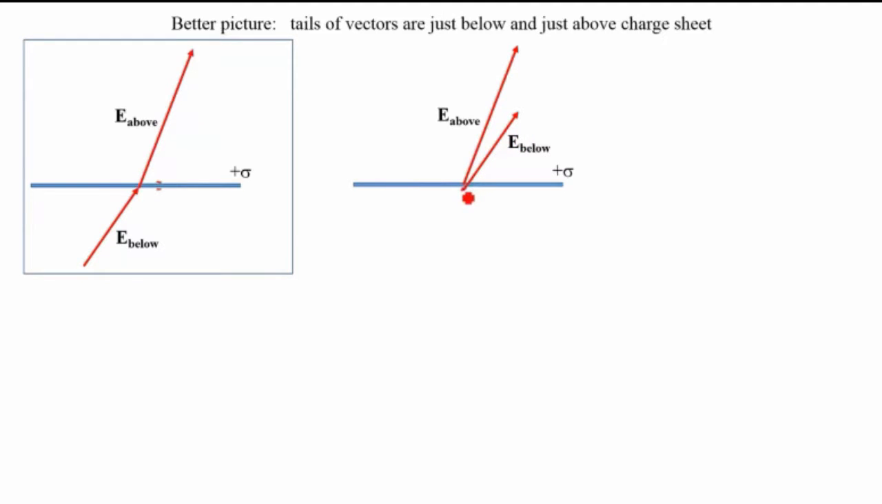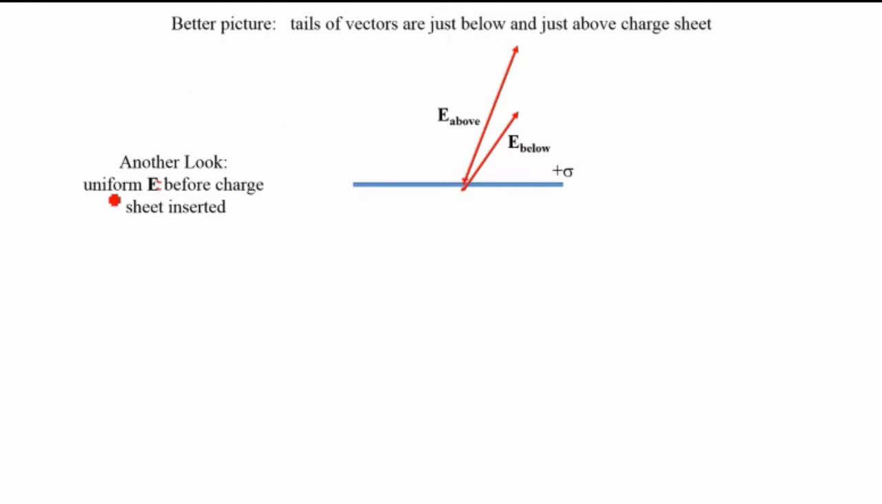We put the tail right where it belongs. And here is the E vector position at the point where we're looking at the E vector, which is just above. If it makes any sense to put the tails at the points, this is what it would really look like. Let's look at another uniform E field before the charge.